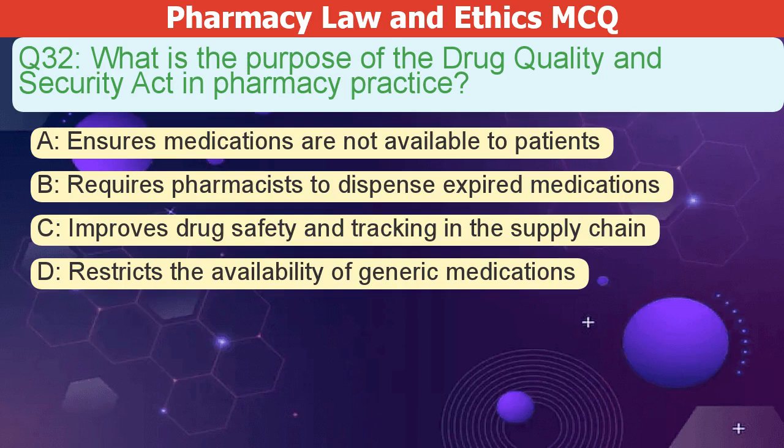What is the purpose of the Drug Quality and Security Act in pharmacy practice? A. Ensures medications are not available to patients. B. Requires pharmacists to dispense expired medications. C. Improves drug safety and tracking in the supply chain. D. Restricts the availability of generic medications.